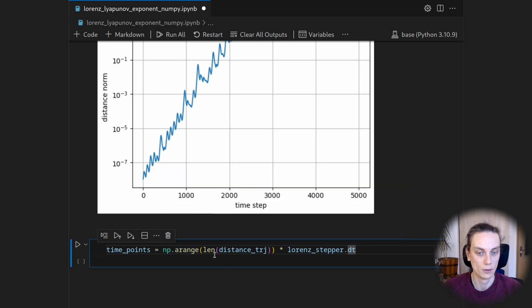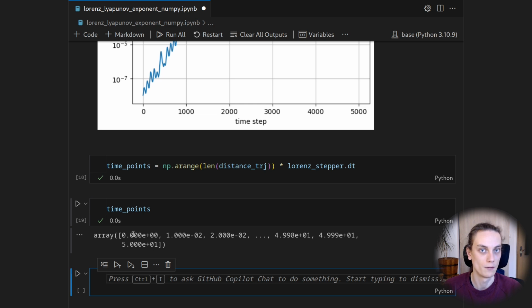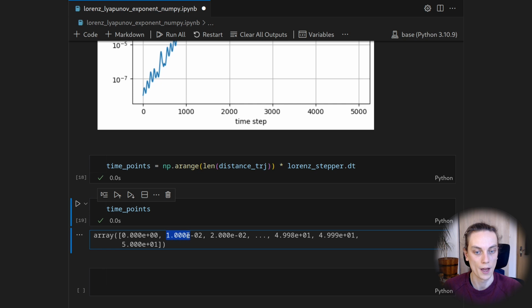So basically, what does that give us? arange will produce an array which is 0, 1, 2, 3, 4, 5, and so on, based on the number we give it here. The length of the distance trajectory is 5001 because we have 5001 time points. If we print it out, we see that the first time point is at 0, the initial condition, and then at 0.01, so 1e-2, then 0.02, and so on and so forth, all the way until 50 in real physical time.